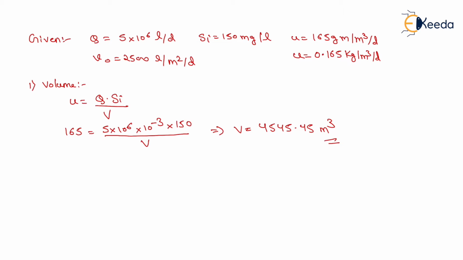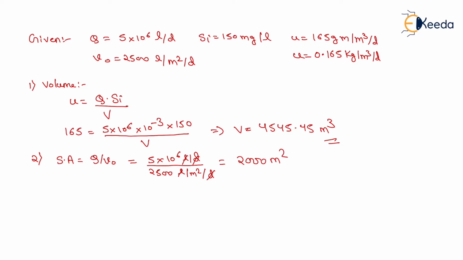Now we need to determine the depth of the trickling filter. For the depth, we need to calculate the surface area first. We know the formula of surface area: it is equal to discharge upon V0. We have the discharge value, 5 into 10 to the power 6 liter per day, as well as the value of V0, 2500 liter per meter square per day. Day cancels with day, liter cancels with liter, and we get the surface area in terms of meter square, which is equal to 2000 meter square.